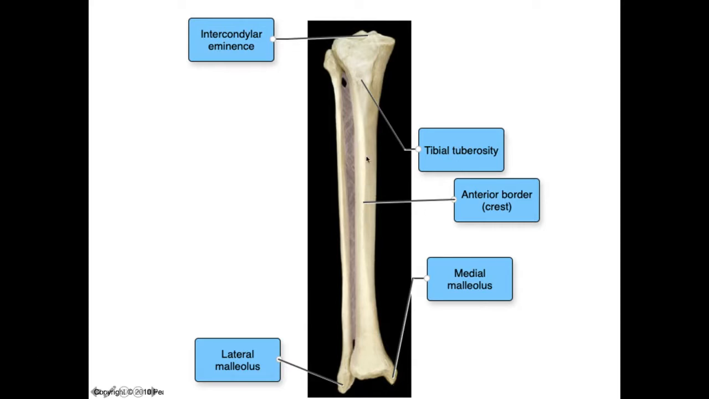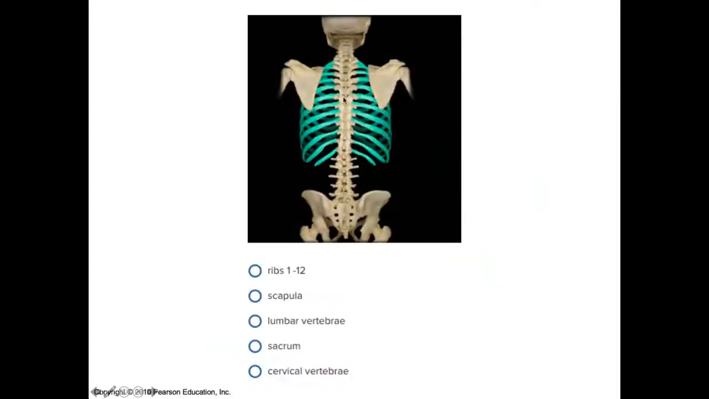Here's the anterior border crest. It's that sharp ridge. It's why it hurts so much if you get kicked in the shin. There's not much tissue there. There's your tibial tuberosity. And these two bumps right there on the top of the tibia is the intercondylar eminence.